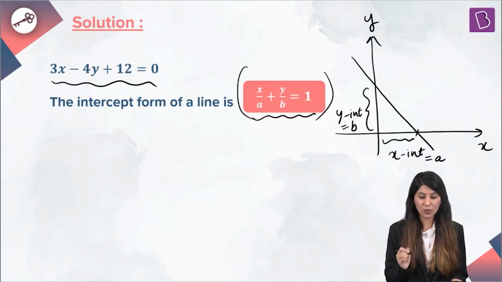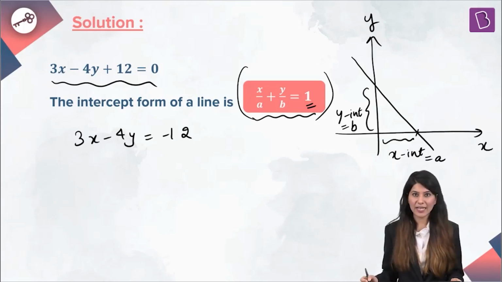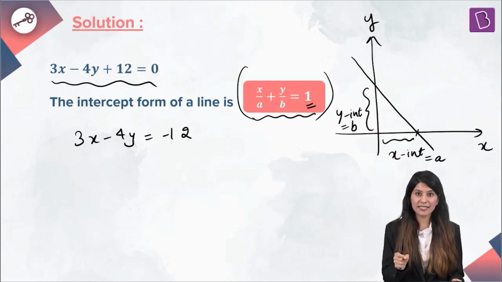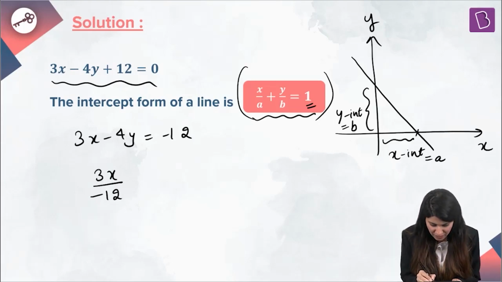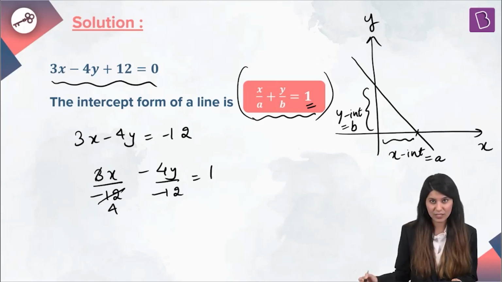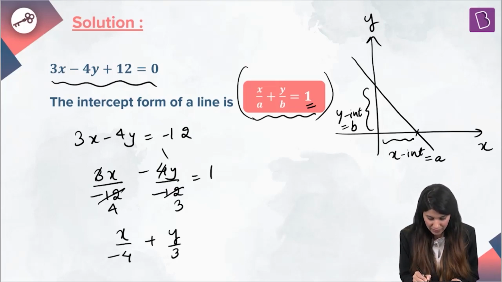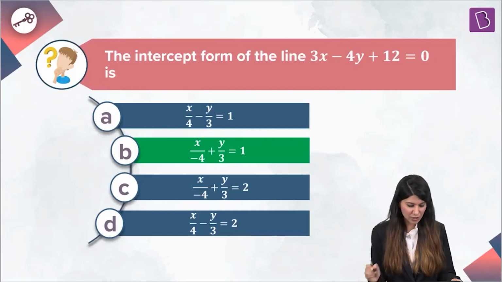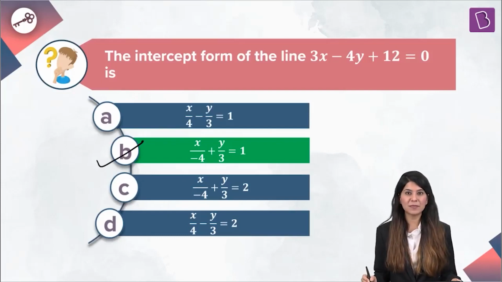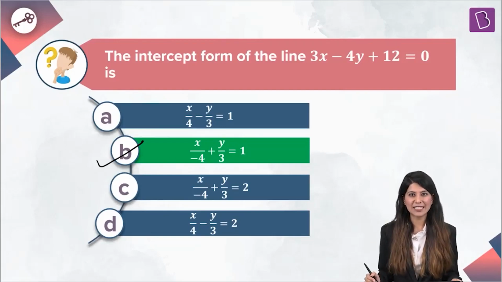For that, what I want is 1 on the right hand side. So let's make the constant on the right hand side: 3x minus 4y is equal to minus 12, right? Now to make this right hand side 1, we divide everything by minus 12. So 3x by minus 12 minus 4y upon minus 12 equals 1. 3 ones are 3, 3 fours are 12, 4 ones are 4, 4 threes are 12. So x by minus 4 plus y by 3 is equal to 1 is the final equation, which is exactly matching with option B. Easy question. So finally option B is the correct one. Got it?